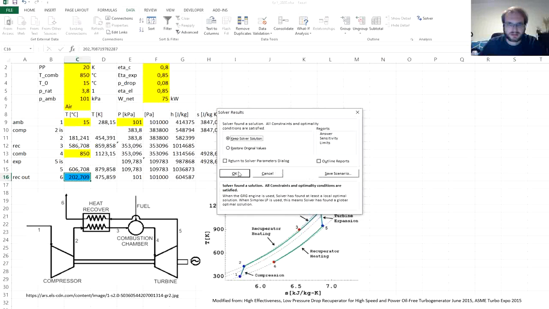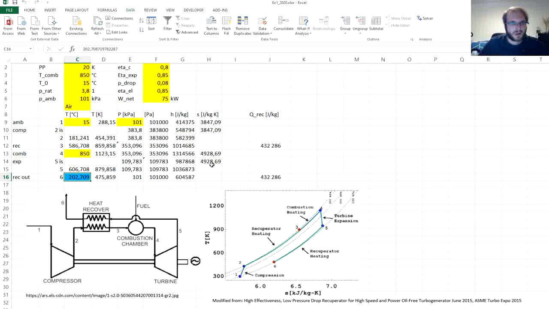So let's have it solved, and we can see that the resulting value is 202.7. Before we had 201.2 by the default temperature difference, by the default pinch point. So yeah, roughly 1.5 degrees Kelvin or degrees Celsius higher than the original estimate. And by this we have calculated successfully the parameters in all nodes of the cycle.